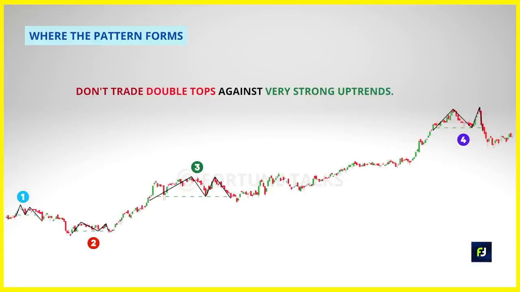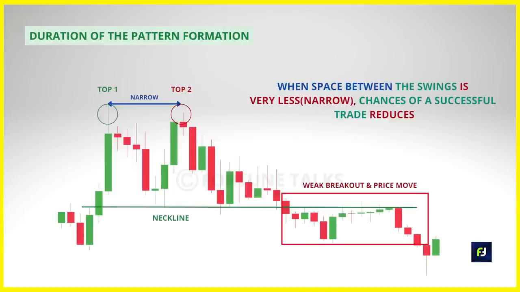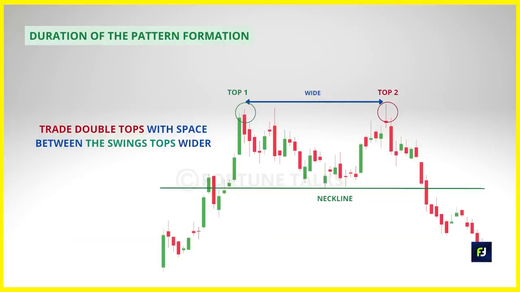As I have already mentioned, you don't want to short a double top against a strong uptrend. And in addition to this, the space between the first and second peaks is also an important factor worth considering. This means you should probably avoid double tops with both their peaks very close to one another. Instead, we want to trade those double tops when the space is far apart from the first and second peak.